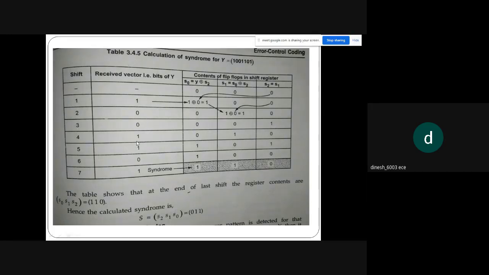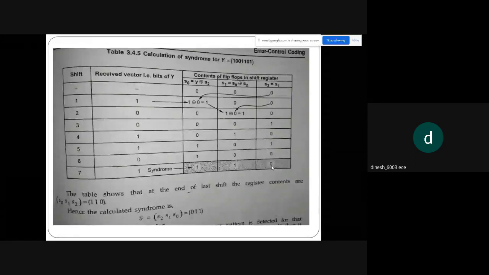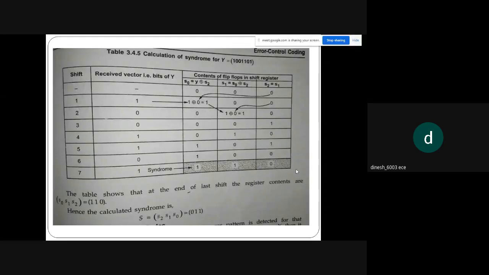Similarly for the fourth bit, fifth bit, sixth bit, and seventh bit. If you perform these operations correctly, you will get the syndrome at the last bit as 110. Kindly check the output. You will get 110 from this table. Any doubts or queries in performing this calculation of syndrome for Y?